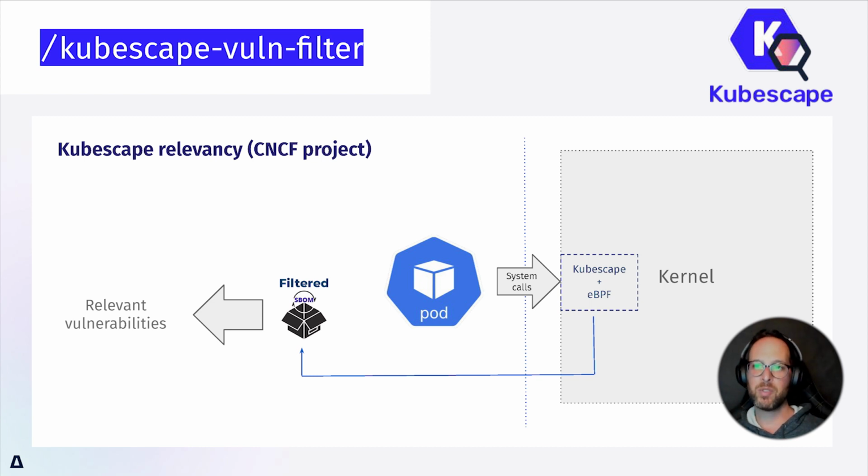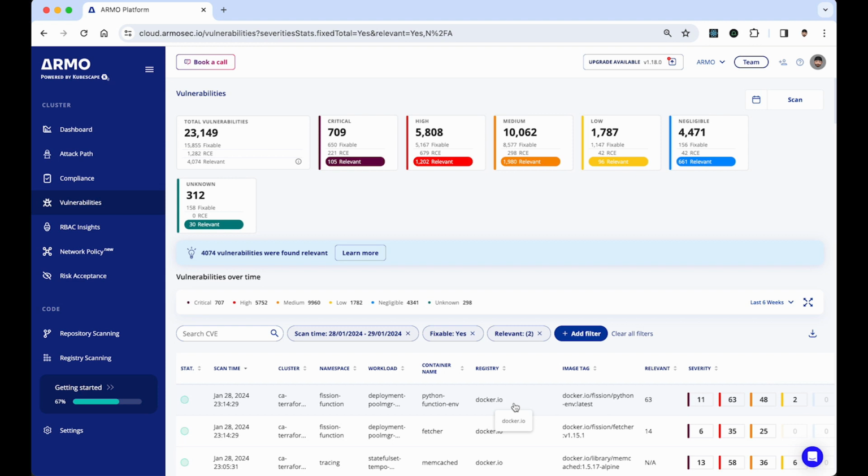And this enables the creation of a filtered list of packages that are reachable within the workload. And this shorter list of vulnerabilities reduces the noise and increases the signal. So let's see how users of ARMO Platform can lower the number of vulnerabilities to handle by 80% and more.